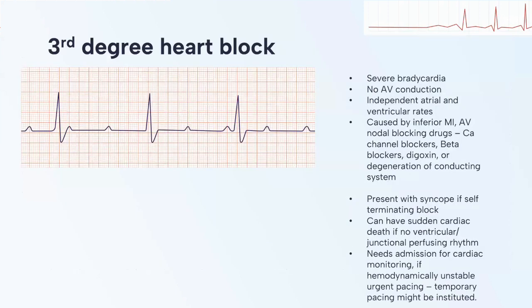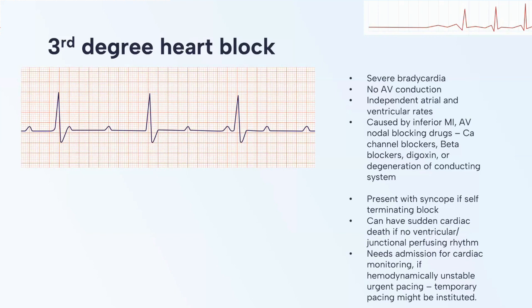And then the final one is the third-degree heart block. Generally, third-degree heart blocks present with severe bradycardias. There's no AV conduction, so you find independent atrial rates and independent ventricular rates. You can see this P wave is being masked by the QRS, but the P-to-P intervals are regular, and the QRS-to-QRS intervals are also regular.